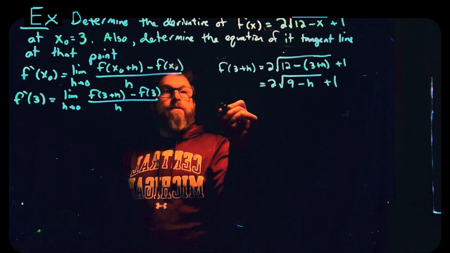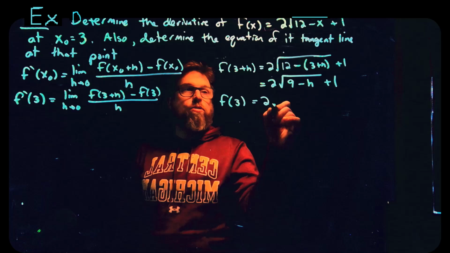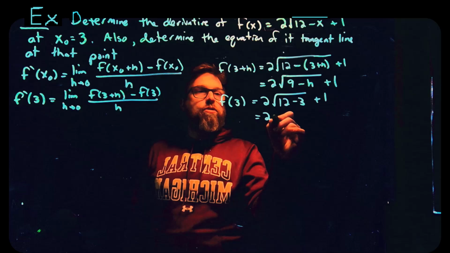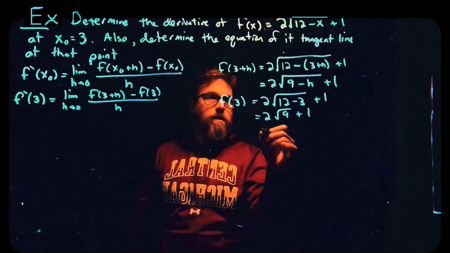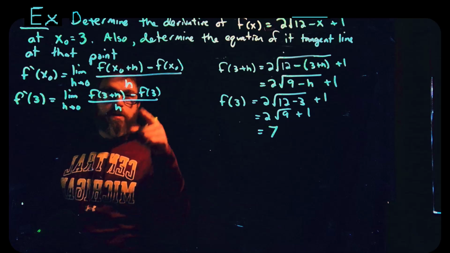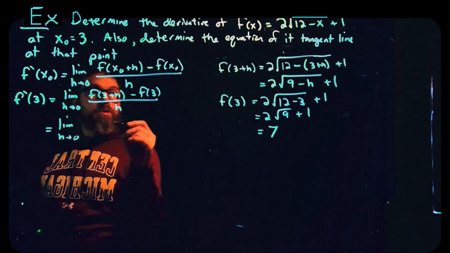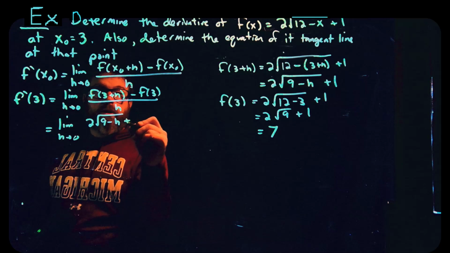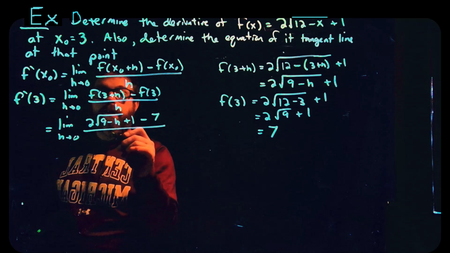Now I'm also going to have to find f of just 3. So this is going to be 2 times the square root of 12 minus 3, plus 1. So this is 2 times the square root of 9, plus 1. So 2 times 3 is 6, plus 1 is 7. So again, I know f of 3 plus h, I know f of 3, and we're going to plug them in. So limit as h approaches 0 of 2 times the square root of 9 minus h, plus 1, and I have minus this 7, and this is all going to be over h.